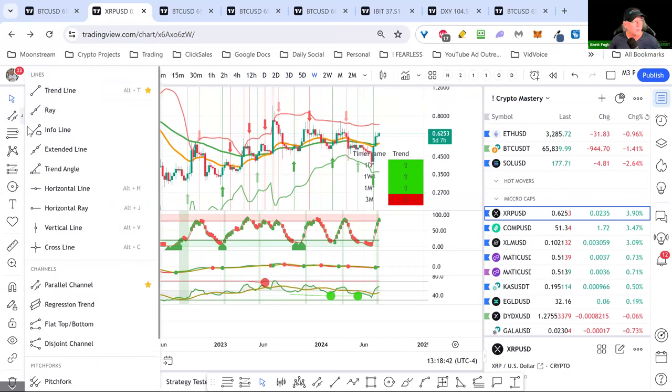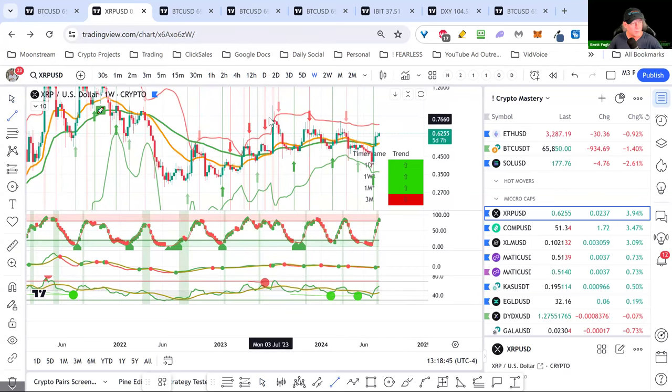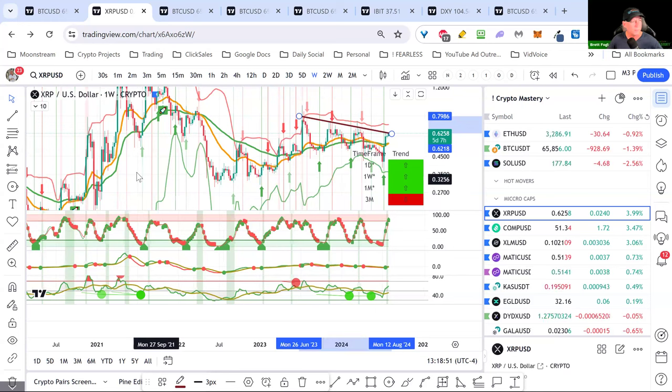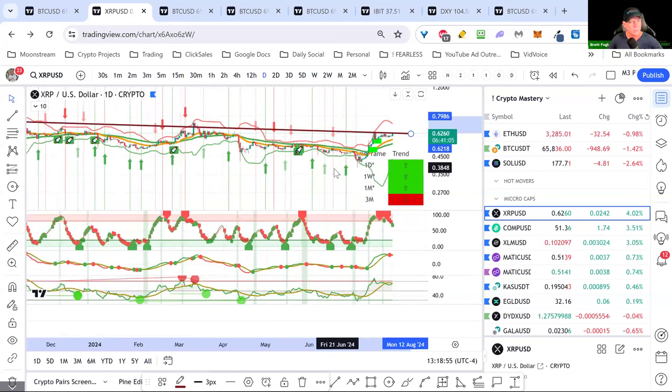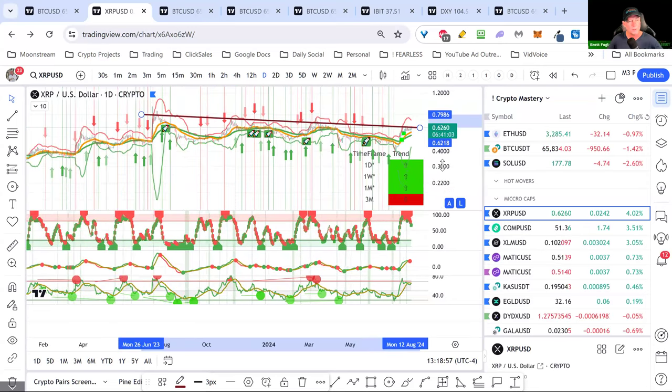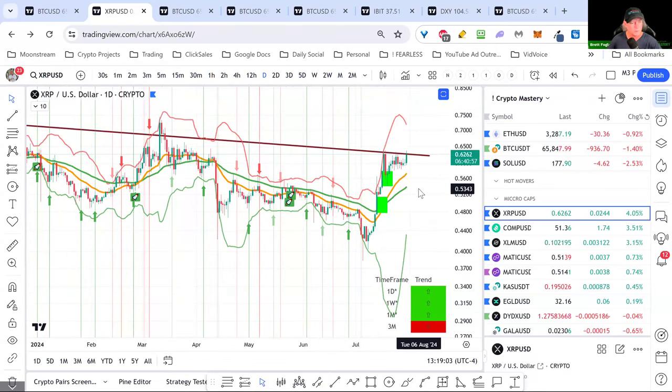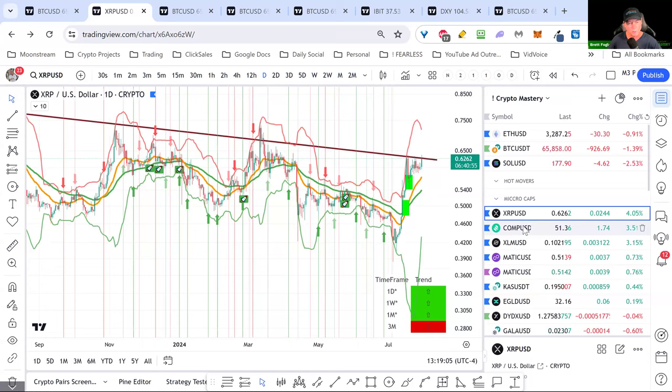And the XRP army, nothing against you guys if you're out there, but you like to hype up the littlest thing. For me, I just want to see this thing finally get back above a dollar, to be honest, because with all the lawsuit wins and positive things, this thing should be higher. This is a little bit tricky, so that's one to be a little careful of.